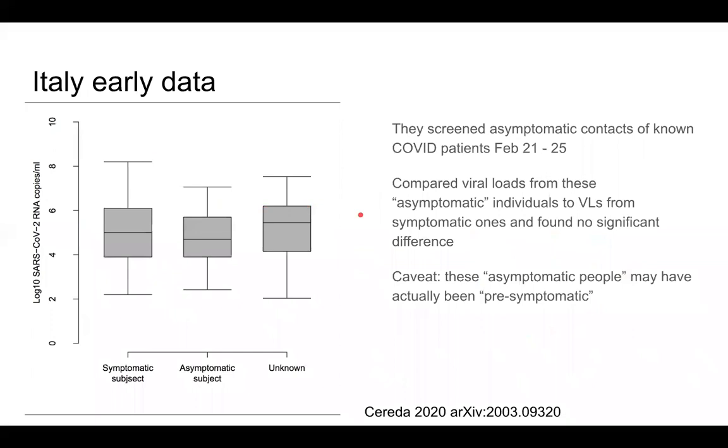So a preprint posted earlier this week describes the early epidemic in Italy, during which they screened asymptomatic contacts of known COVID-19 patients. They found that viral loads from these asymptomatic individuals were similar to those from symptomatic patients, although the caveat is that we don't know whether these individuals were asymptomatic or pre-symptomatic. As we've seen in a number of other studies, pre-symptomatic people can have high viral loads, particularly in the couple days preceding symptom onset.